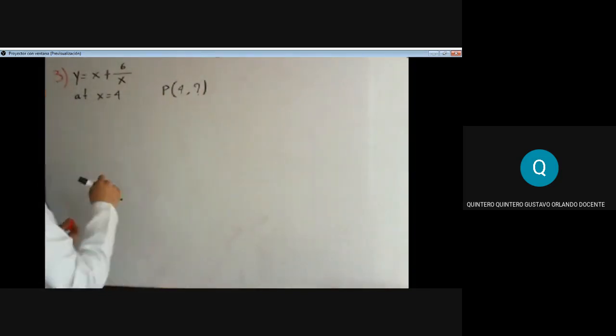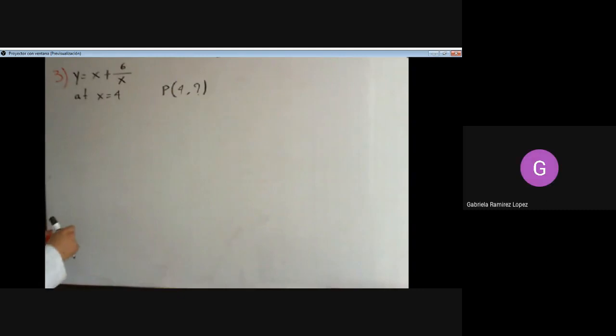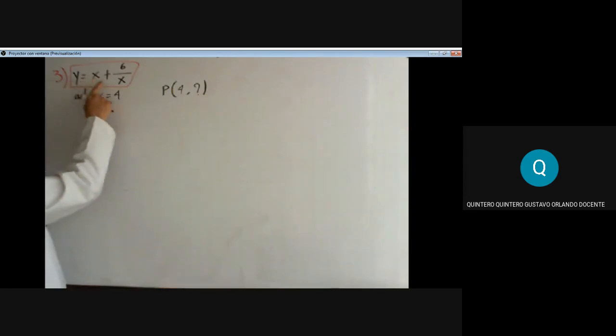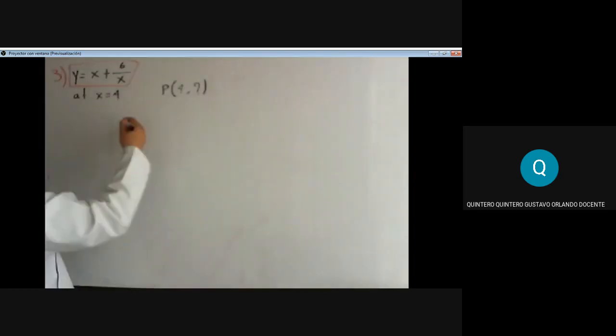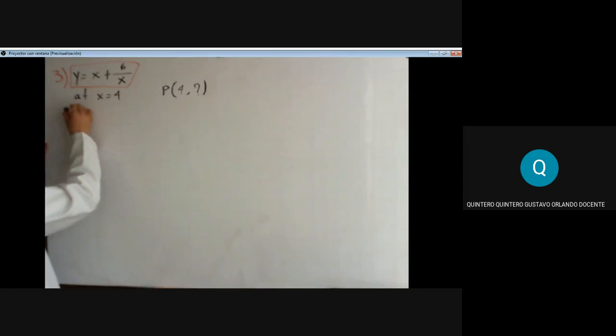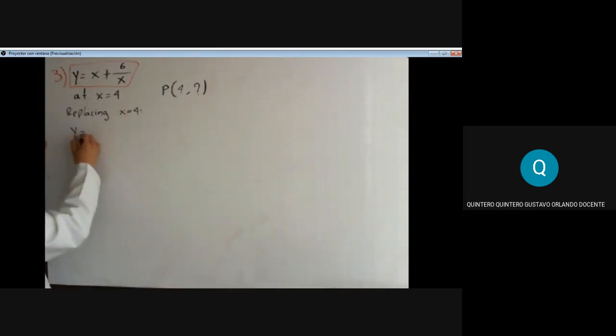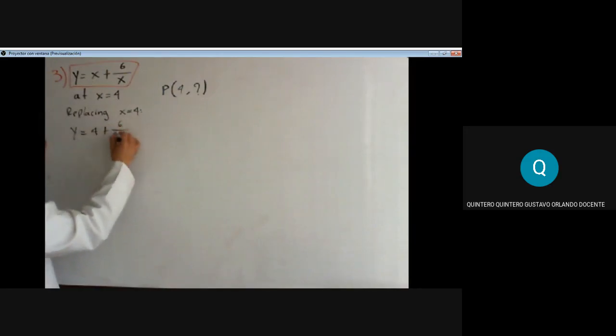Find the y coordinate of the point. So what I would do is exactly that. To find that, look at the main equation. Our main equation is telling us that we can find the value of y from a given x. So if we replace the value of 4 in the function, we are going to be given the value of y, our coordinate. By replacing x equals 4, I'm going to have y equals 4 plus 6 over 4.